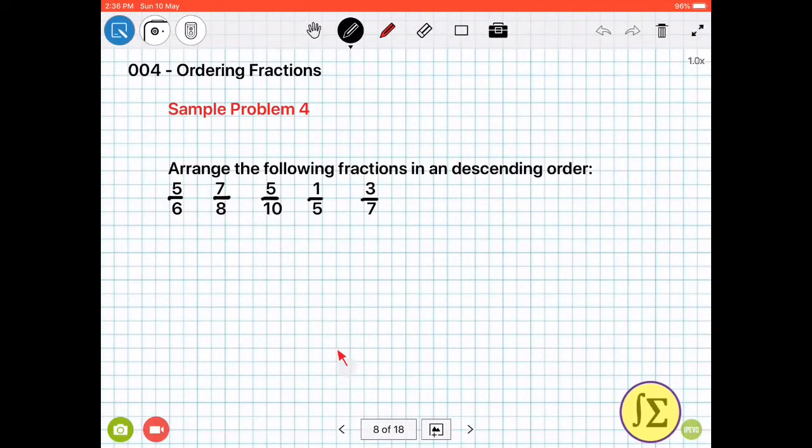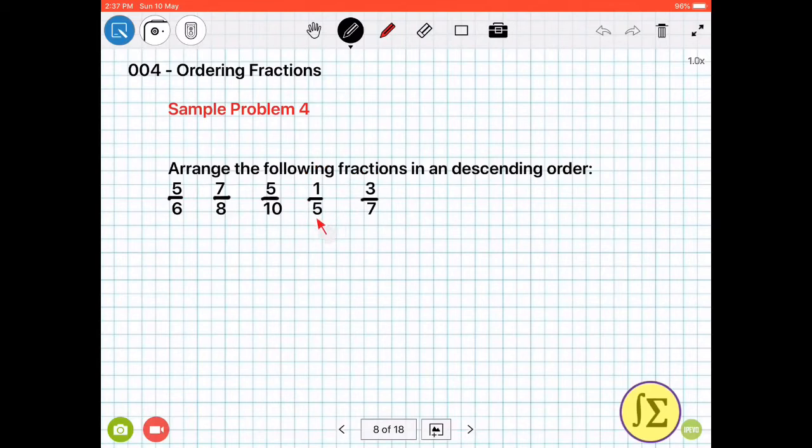Okay, another problem. Again, the denominators are different. The numerators are different too. Okay, if I look at this, I can see half here. 5 over 10 is half. And we look at these two fractions. They are smaller than half.